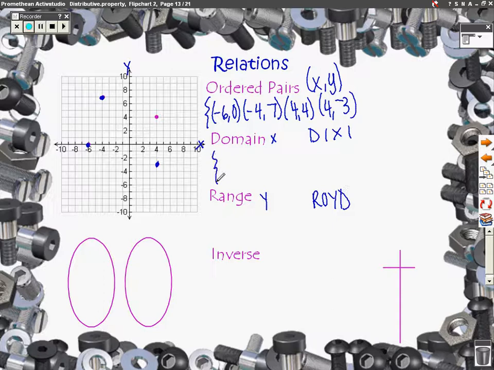So what are my x's? And I'm making a list, so I use the curly brackets: -6, -4, 4, and 4. And my range is the y values: 0, 7, 4, and -3.